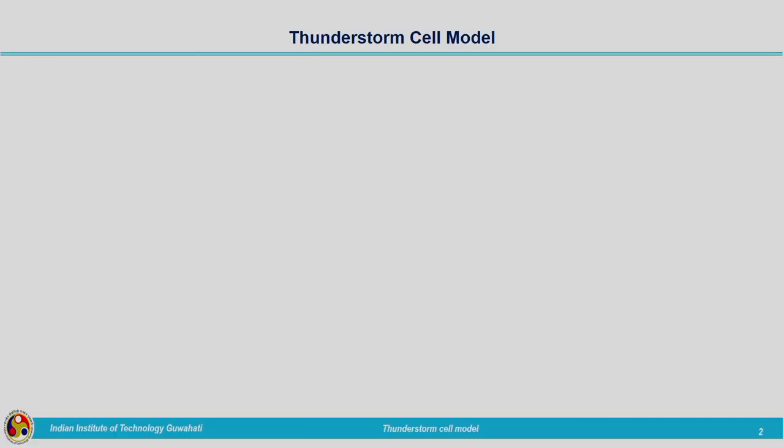Intensity is the term used for representing the rainfall which we are getting on the earth. The unit of intensity is unit of length divided by unit of time. So, in this lecture, we are going to derive an expression for the intensity of rainfall. So, how can we derive the expression? It is by making use of an important concept which is known as thunderstorm cell model.